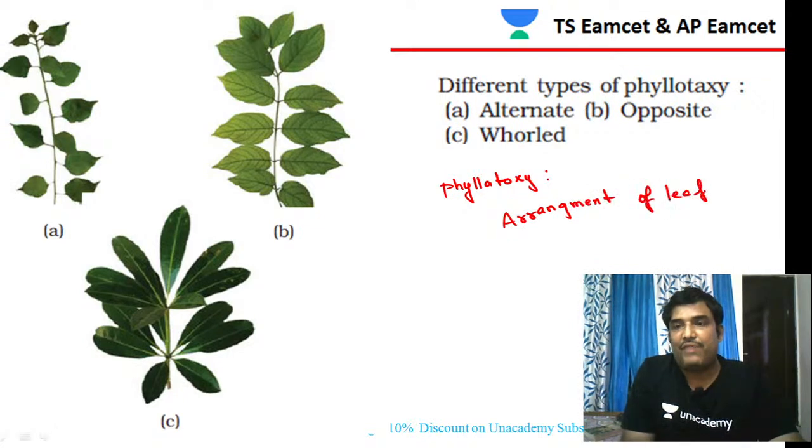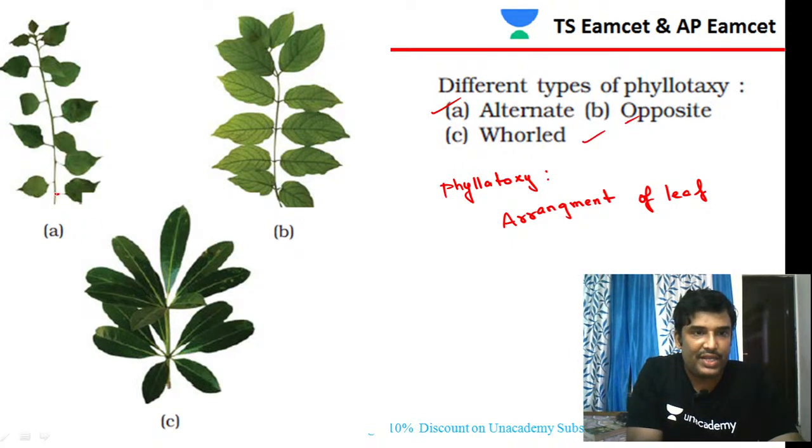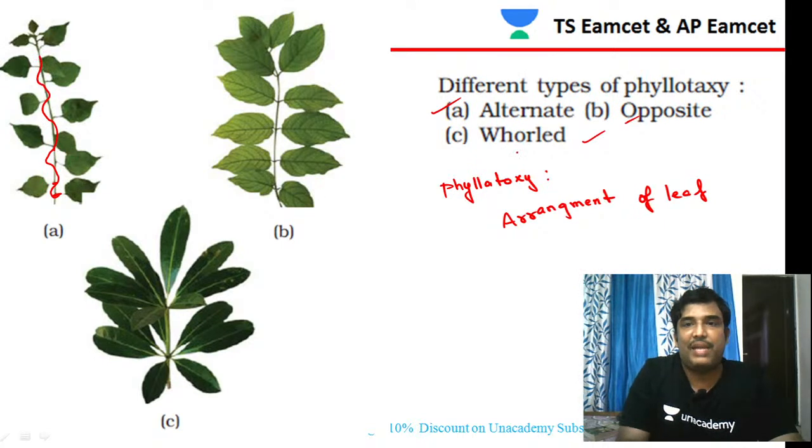The arrangement of leaves is known as phyllotaxy, and there are three types: alternate type, opposite type and whorled type. You can see in this diagram, here at this node a leaf is arranged, and again at the next node a leaf is arranged. So the leaves are alternately arranged. Such type of phyllotaxy is called alternate phyllotaxy.